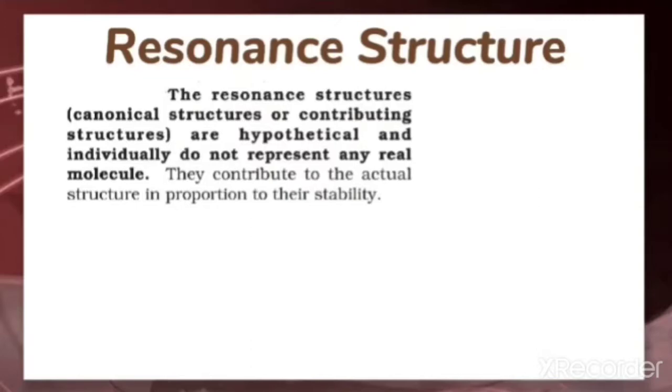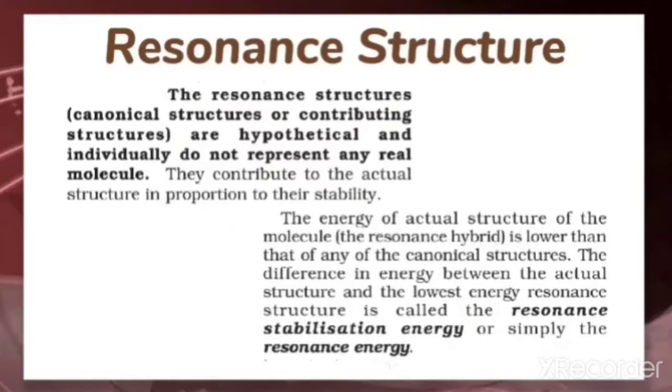So these contribute to the actual structure in proportion to their stability. So the energy of the actual structure, which one is the actual structure? The resonance hybrid of the molecule is the actual structure, and the energy of the actual structure is lower than that of any of the canonical structures. So if two canonical structures, or we can call them resonating structures, are there, what is the hybrid of these? It has energy lower than any of the canonical structures.